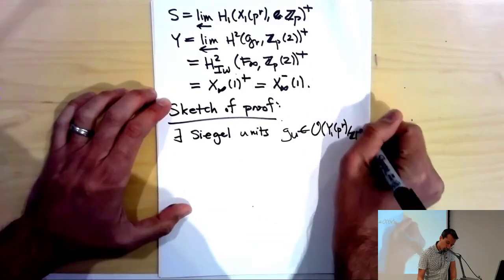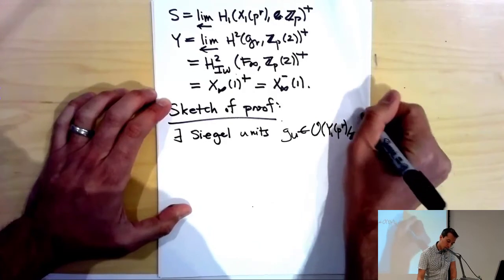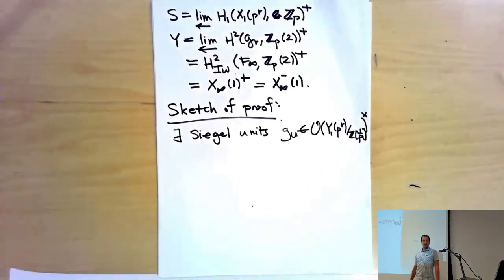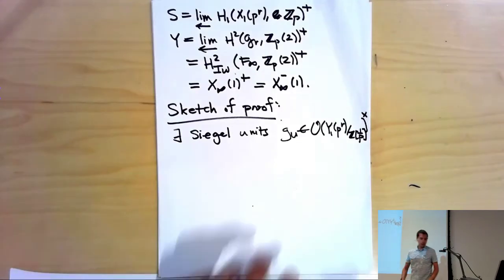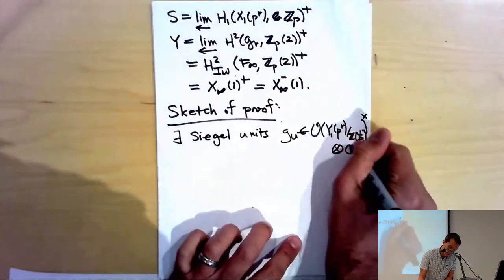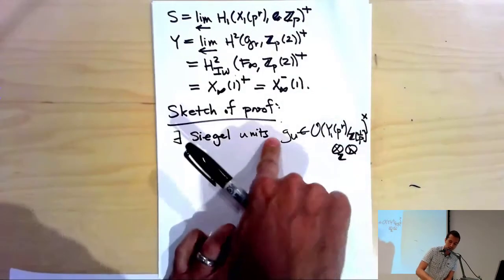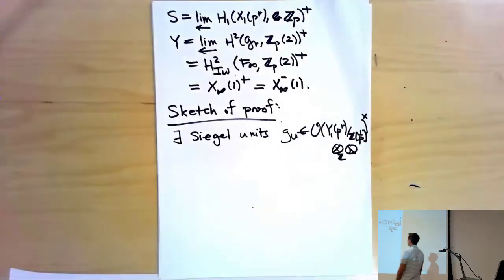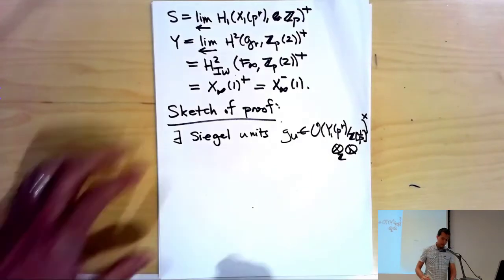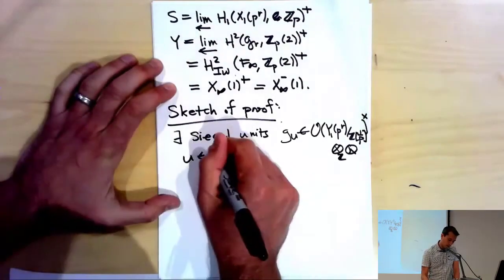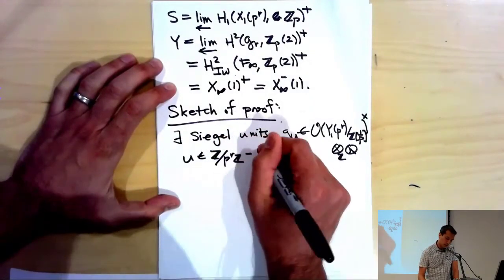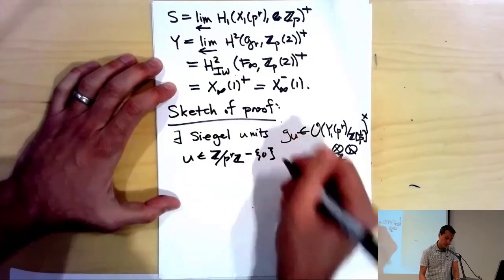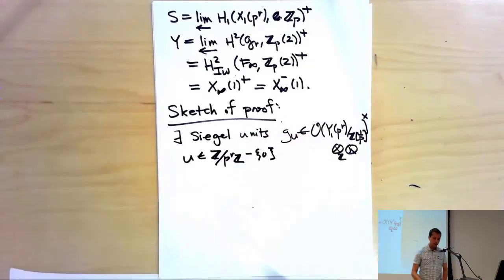This is over Z[1/p]. So there are Siegel units on this modular curve. Really, they're in this tensor Q because I didn't put the C here, so they have some denominators in general. And here u is an element of Z mod p^r Z, not including 0. So think of this as u over p^r.